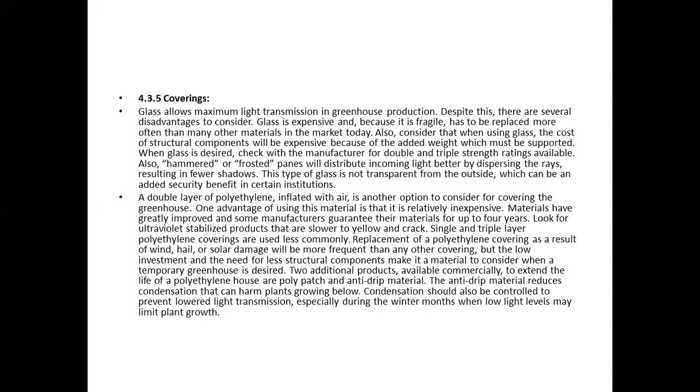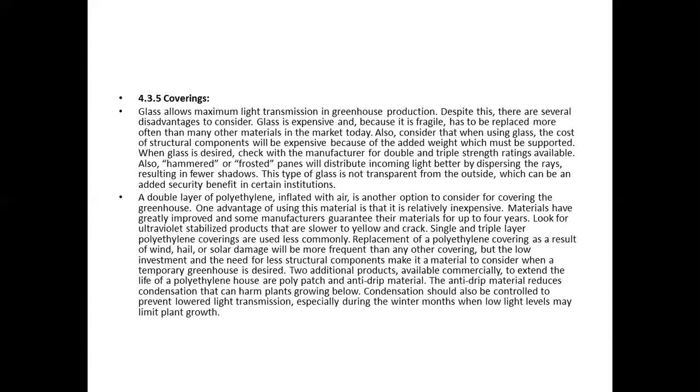Also consider that when using glass, the cost of structural components will be expensive because of the added weight which must be supported. When glass is desired, check with the manufacturer for double and triple strength ratings available. Also, hammered or frosted panels will distribute incoming light better by dispersing the rays, resulting in fewer shadows. This type of glass is not transparent from outside, which can be an added security benefit in certain institutions.